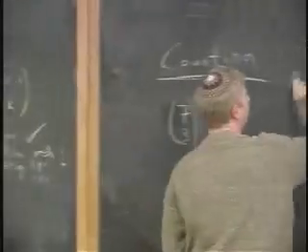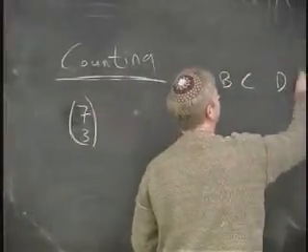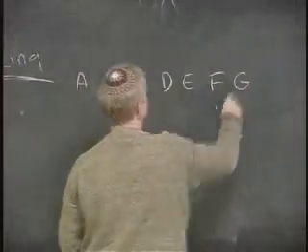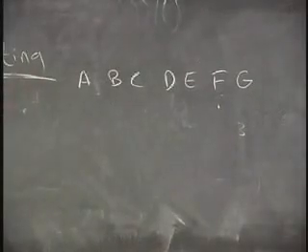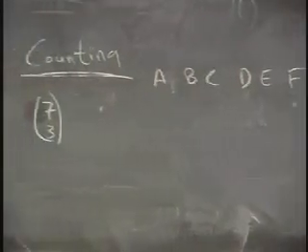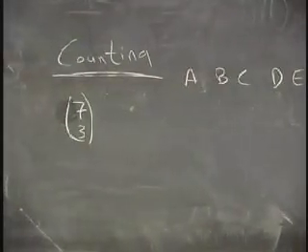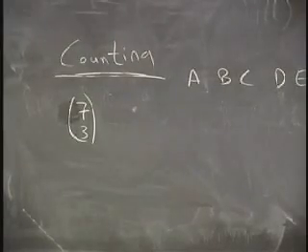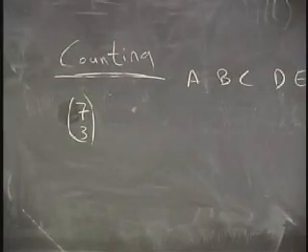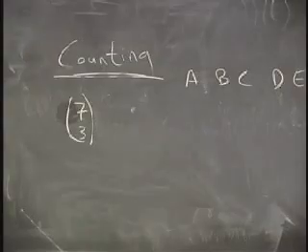I've got 7 things: A, B, C, D, E, F, G. I want to choose 3 of them. I don't care about the order. How many ways are there to do it? 35 ways, right? 7 times 6 times 5 divided by 3 times 2 times 1.